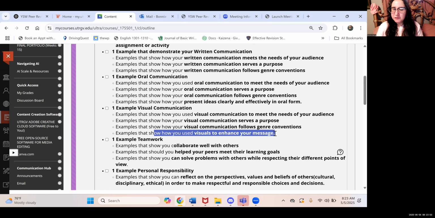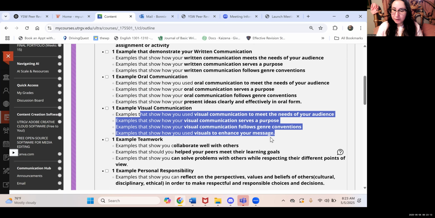And then, of course, using visuals to enhance your message, to make the message that you're trying to get across clearer or more impactful. So as long as you have one example of your best visual communication that meets at least one of these, you're good. You'll need to explain it.